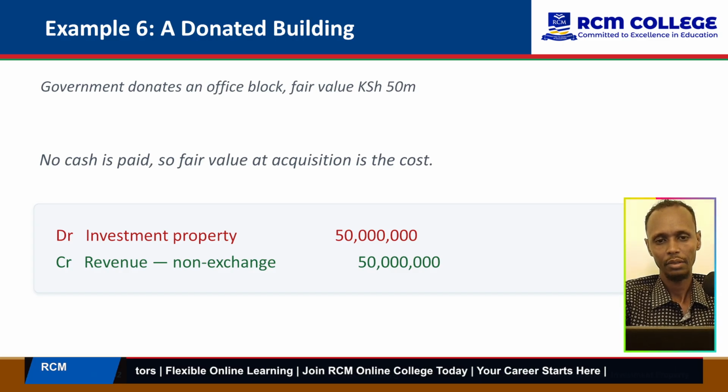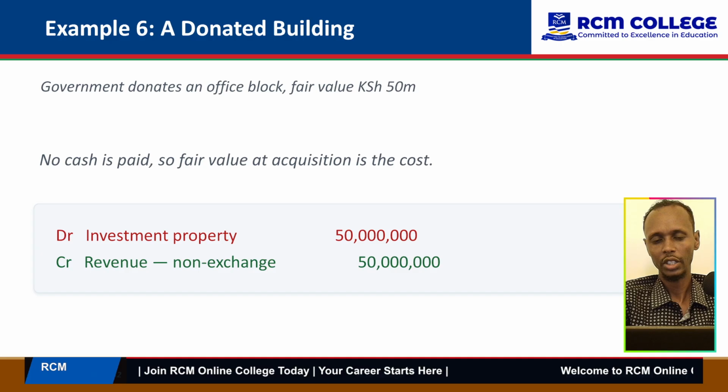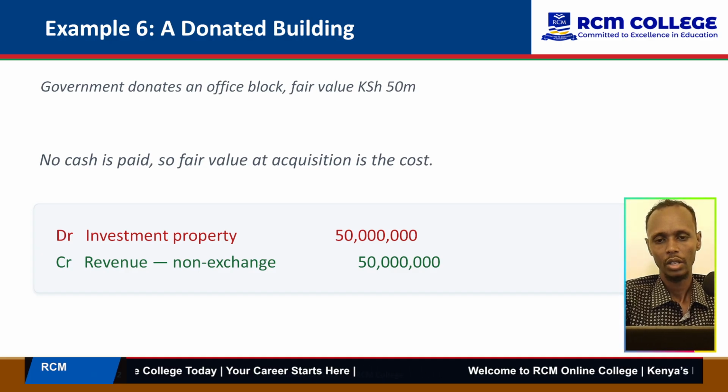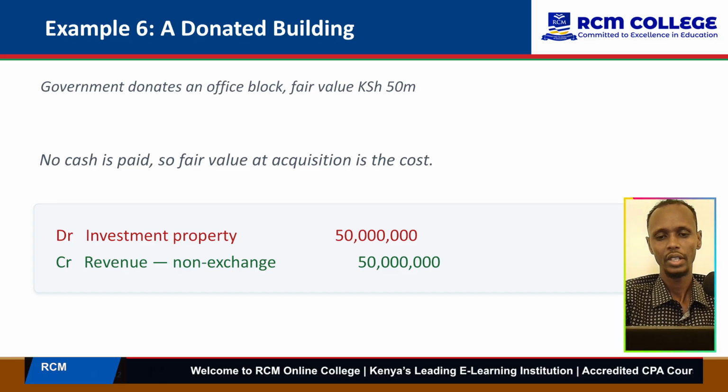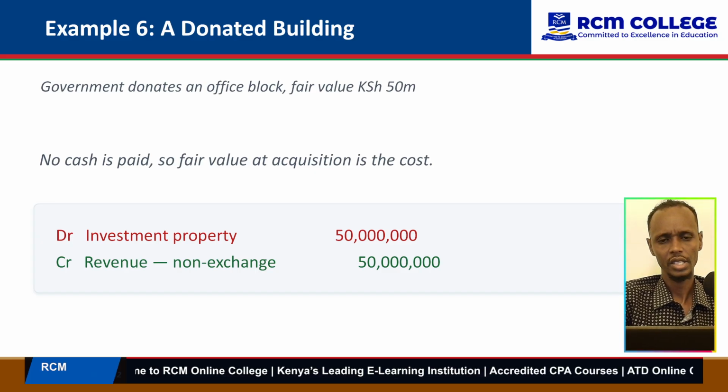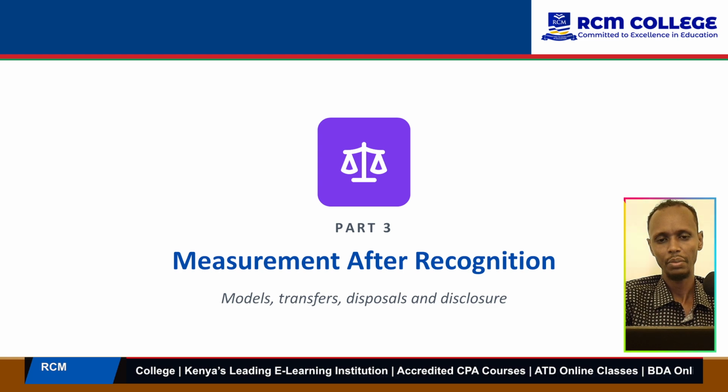A donated building or office block, no cash is paid, so fair value at acquisition is the cost. So if the fair value is 50 million, then you debit 50 million and credit revenue, non-exchange transactions. Okay, measurement after recognition.